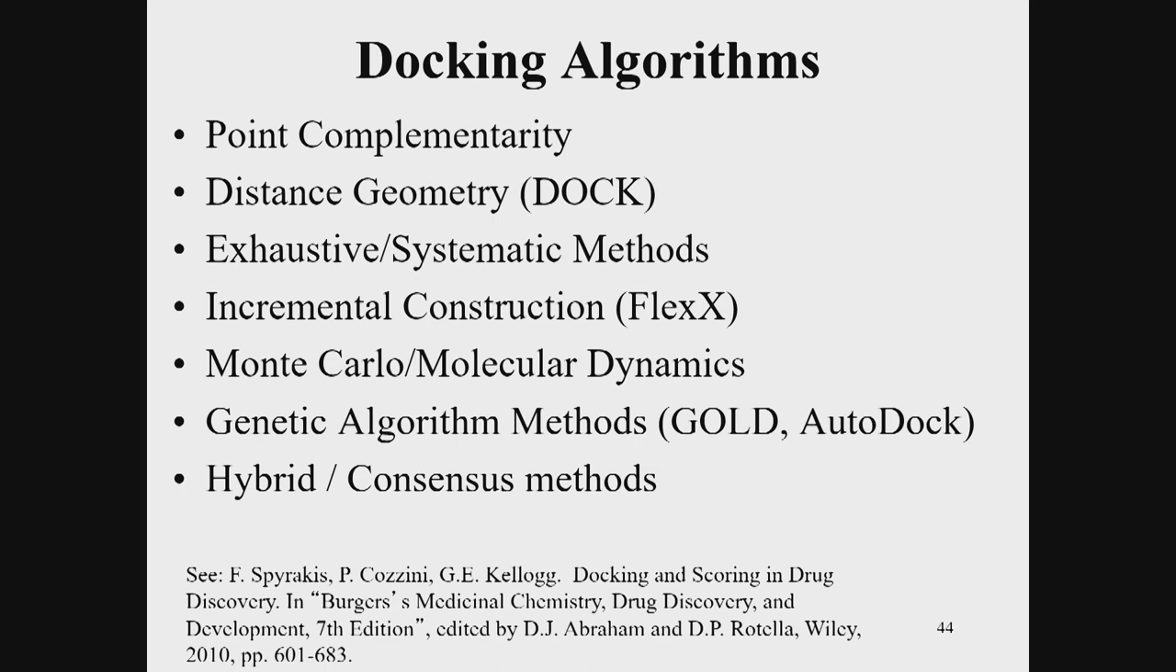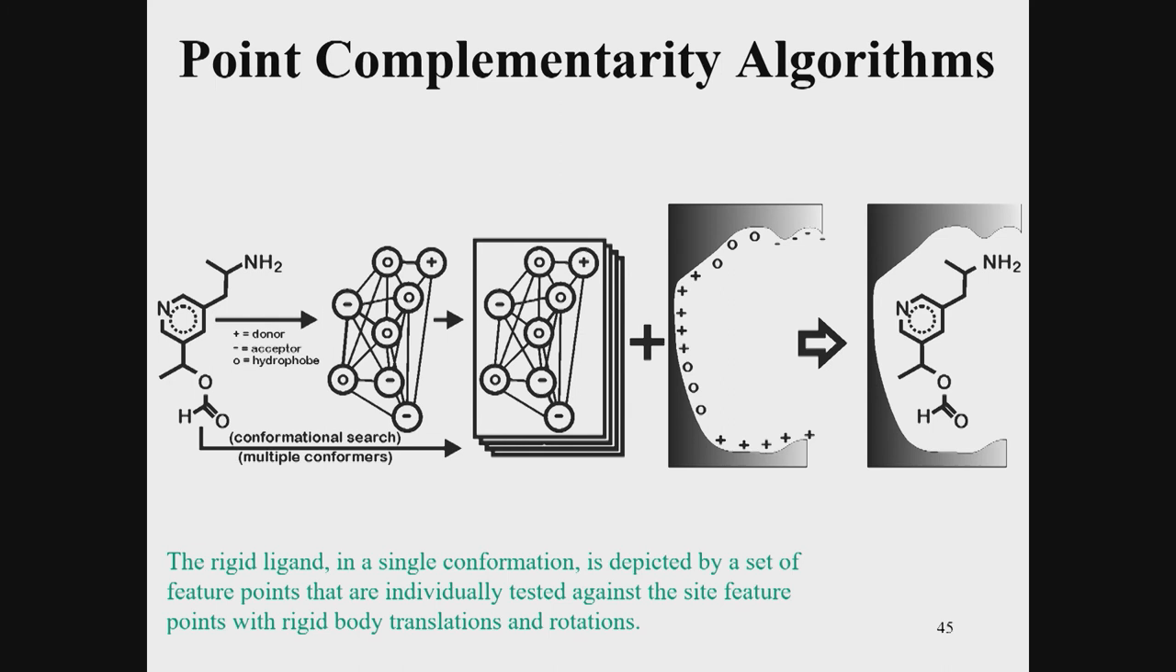So just briefly, point complementarity. And this is a very old approach because it requires actually rigid structures. So if we have our molecule here, we will turn it into a set of points and use those points in space. And the pluses are where it's positively charged or a donor. The minuses are where it's an acceptor. And the O's are where it's hydrophobic.